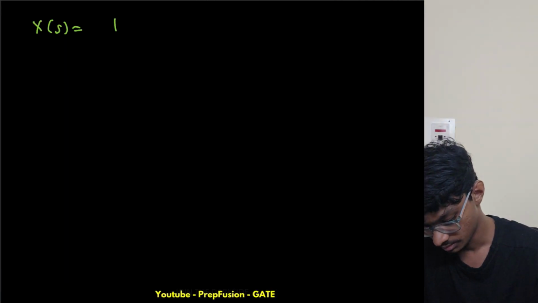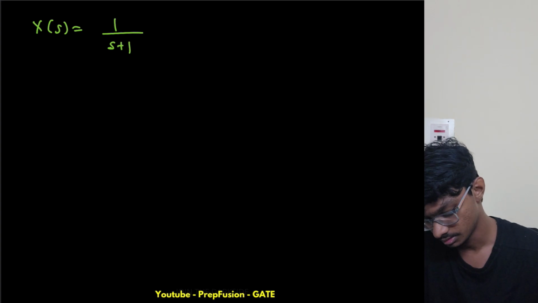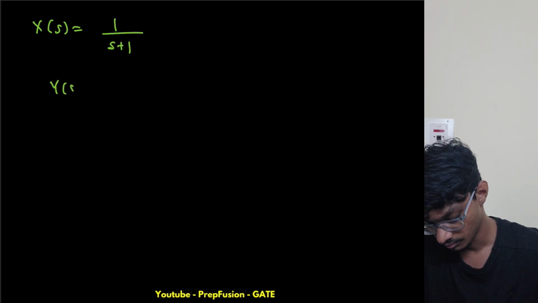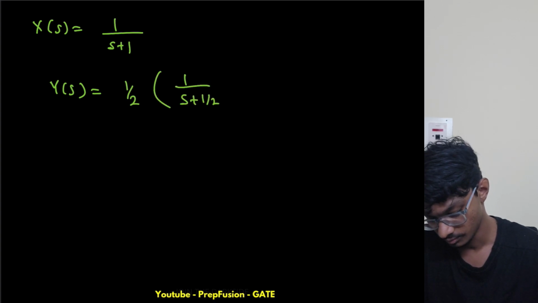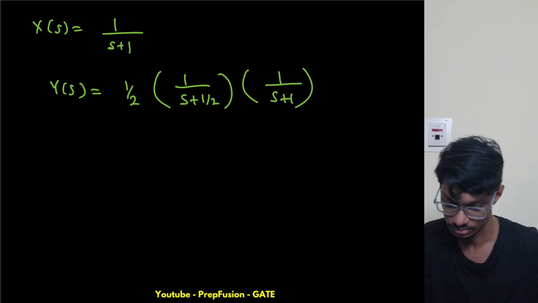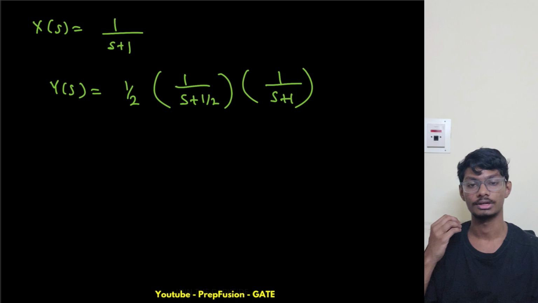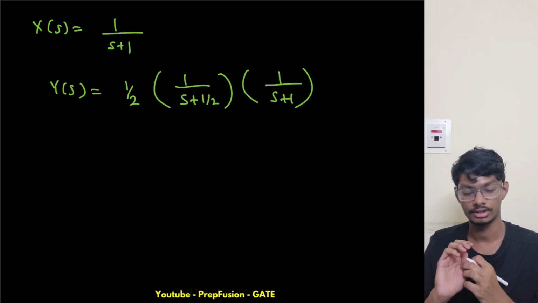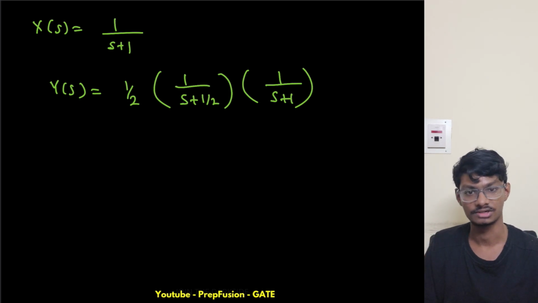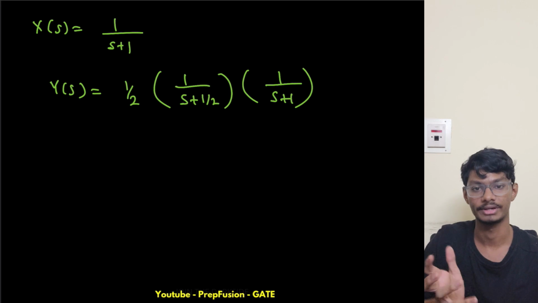So X(s) is 1 by s plus 1. So Y(s) equals 1 by 2, we have outside, this is s plus half, times 1 by s plus 1. Okay, so this is the output Laplace. So now what we can do, again, we can do the partial fraction thing and divide this into 2 terms, to find the time domain expression.